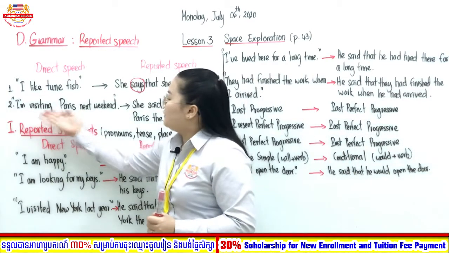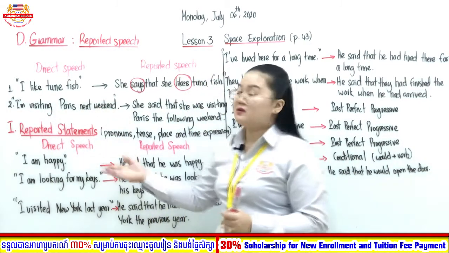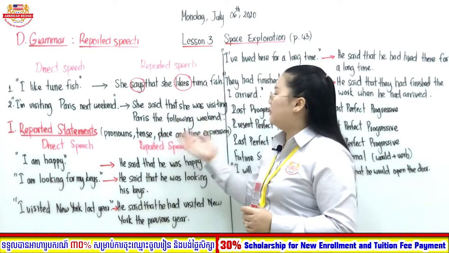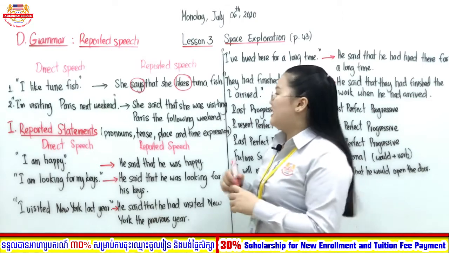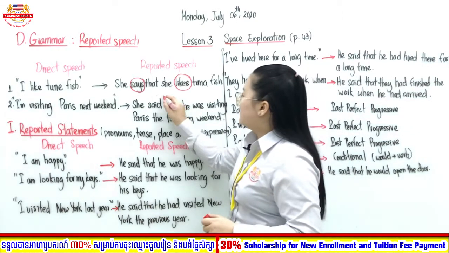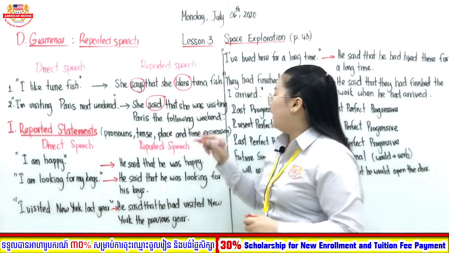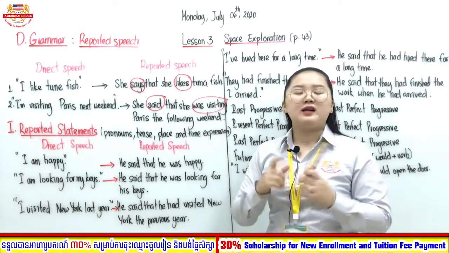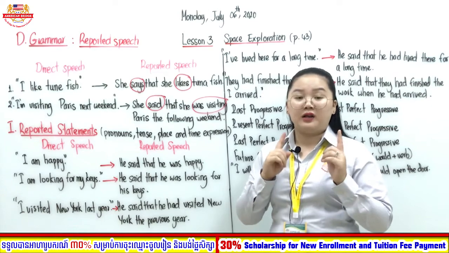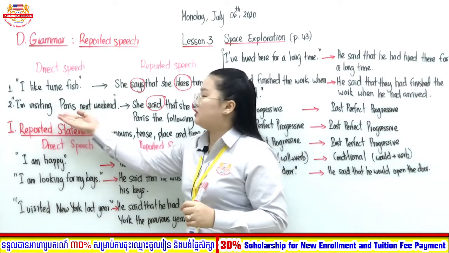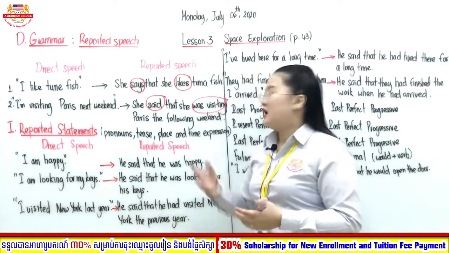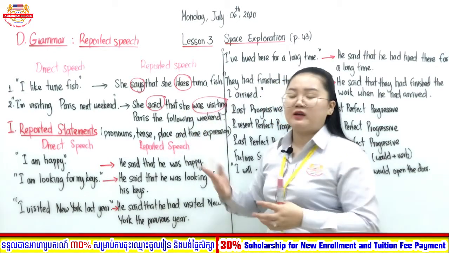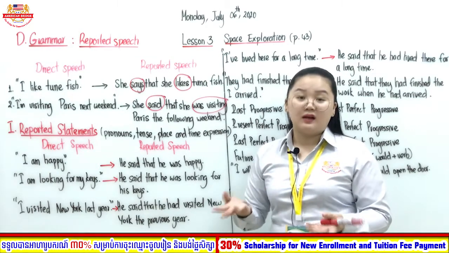So, I'm visiting Paris next weekend. So here, she said that she was visiting Paris the following weekend. Alright, so here the difference is, right? Said is past, and this one is was visiting. Actually, the original sentence, as you can see, uses the present continuous. But here, she was visiting Paris the following weekend. It is the past continuous.